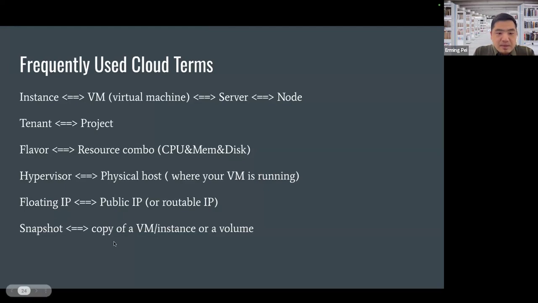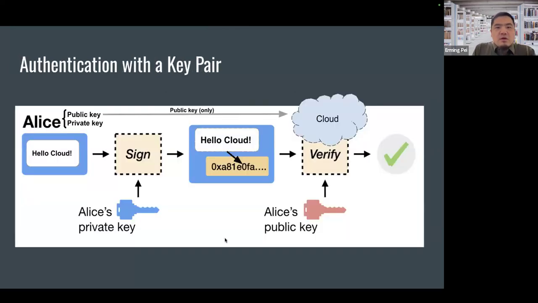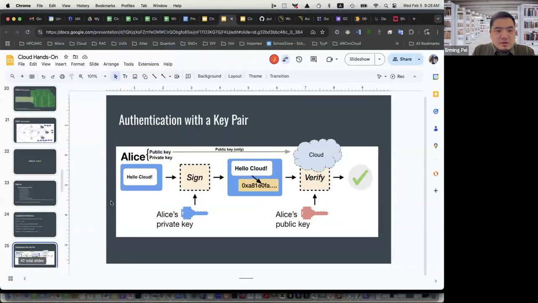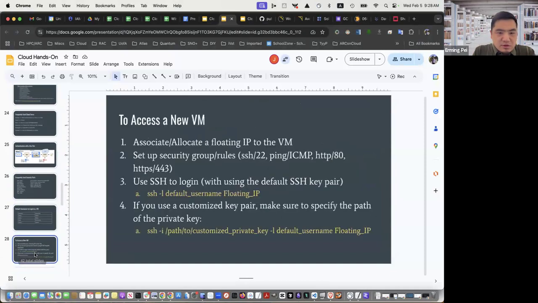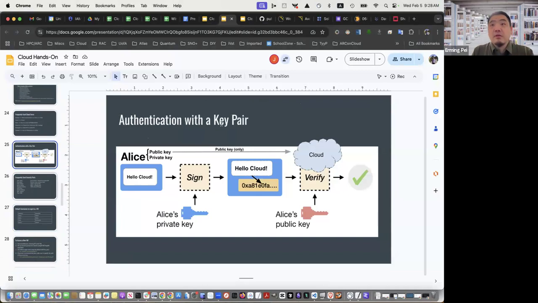Last one is a snapshot. Here in OpenStack, you can think of it as a copy of a VM or a volume. So you can make a copy of your VM or your storage space if you have some important data there. On GCP, this one is a little bit different. I'll show you later. Let me stop here, unless later we need those slides, then we can come back.